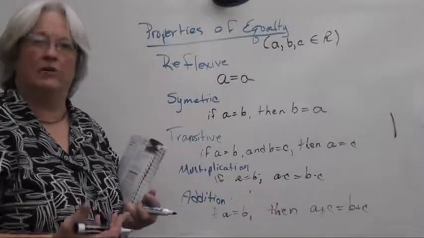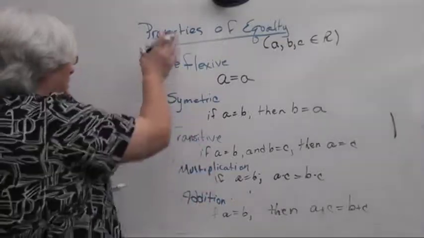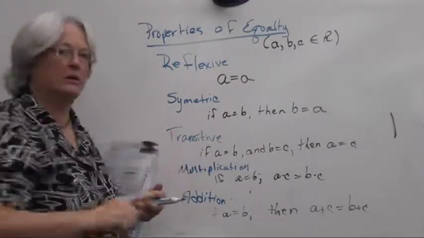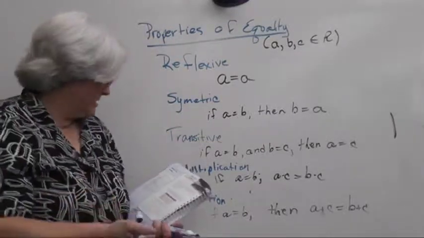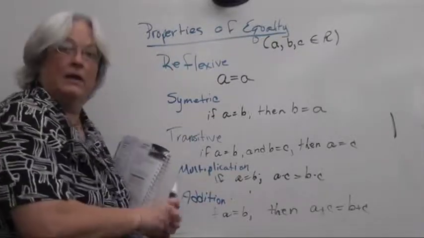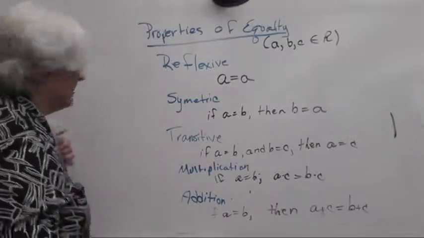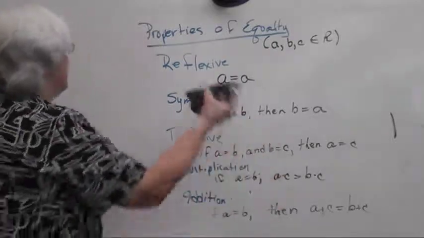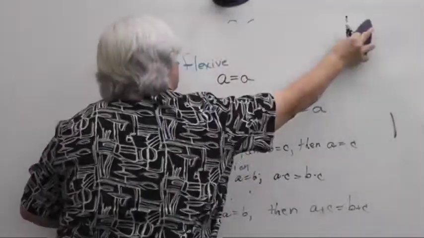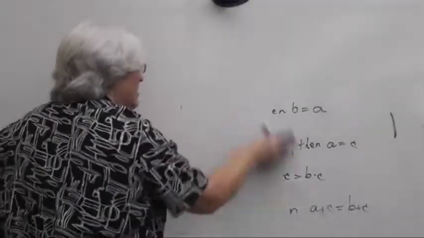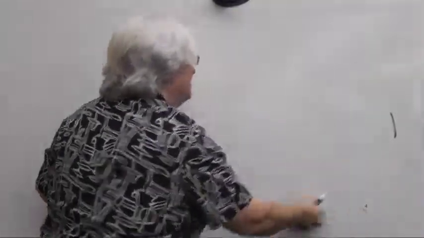So this is just a review of the properties of equality. Make sure you know what it means when we say reflexive, symmetric, transitive, multiplicative, additive properties of identity. So now let's roll right along with solving some linear equations. I'm serious, you're going to just love this because it is so simple. You've been working on these for a very long time. These are just old hat too.